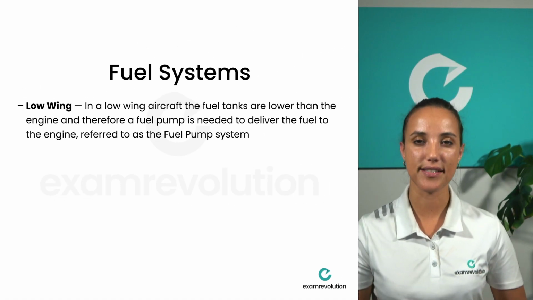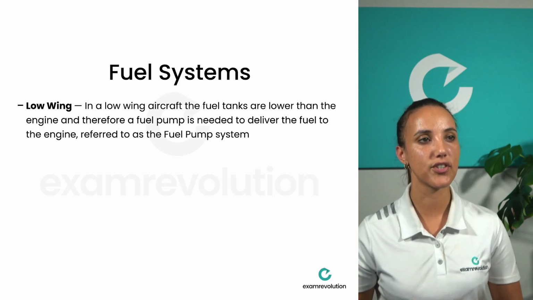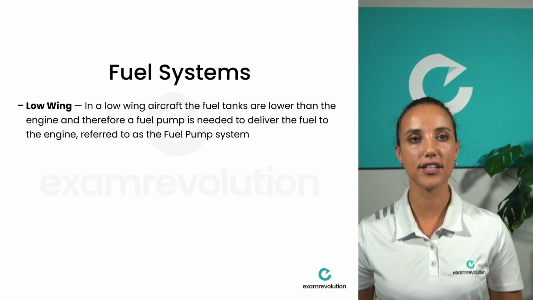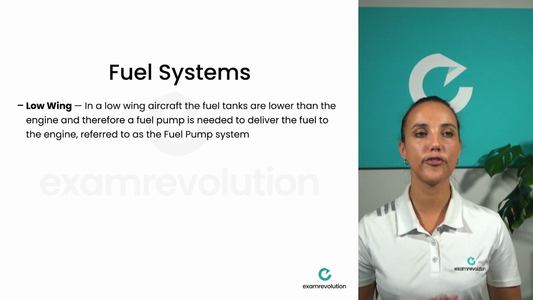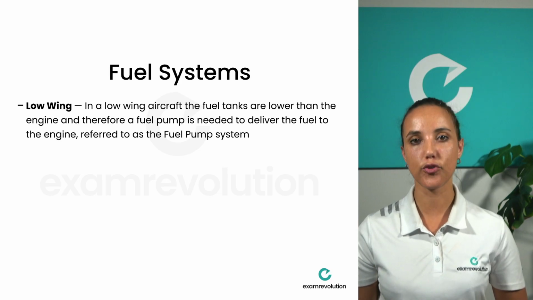Now that was a high wing system, or a gravity-fed system. The low wing is slightly different. In a low wing aircraft, the fuel tanks are lower than the engine, and therefore a fuel pump is needed to deliver the fuel to the engine, referred to as a fuel pump system.